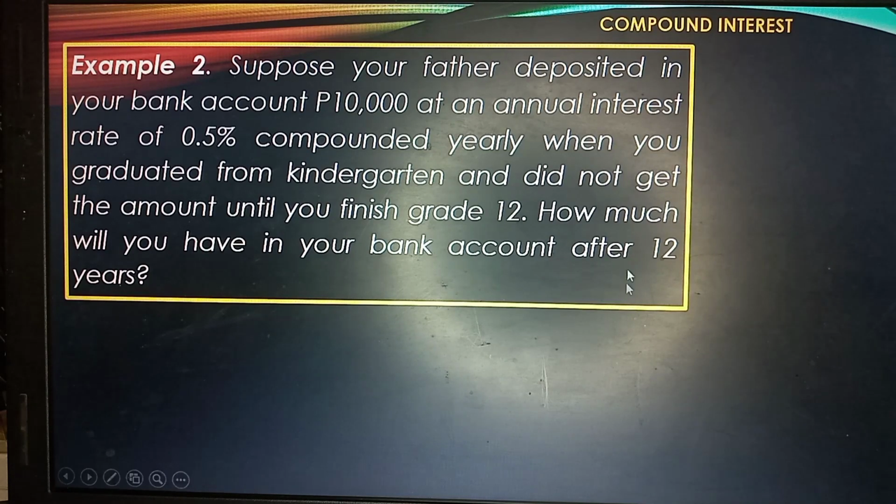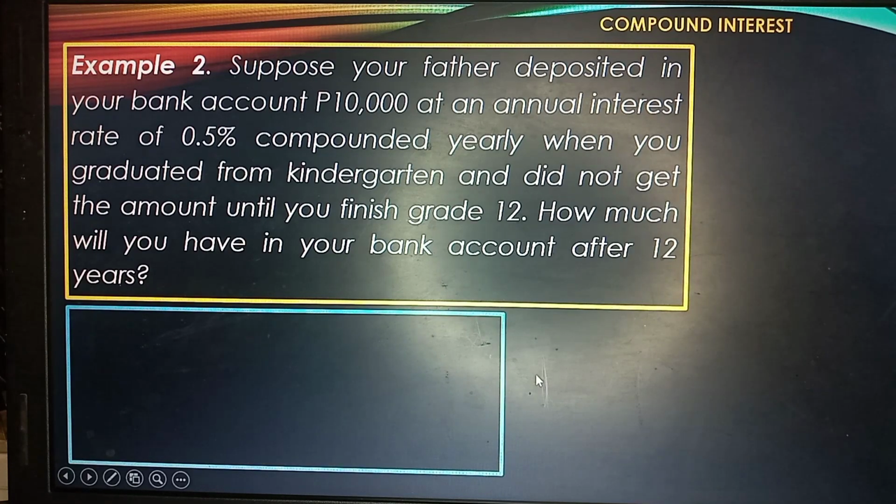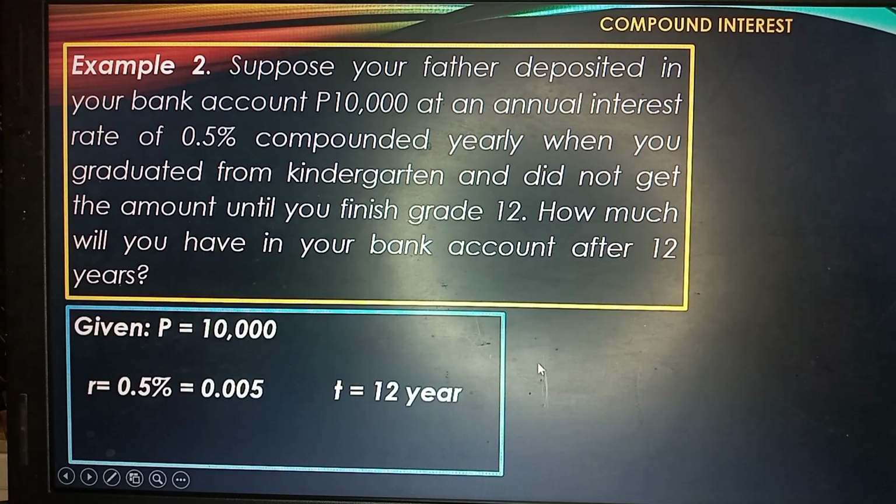So, kumbaga, ang imong papa din niya mag-deposit sa bangko para sa imuha 10,000 para sa imuhang pag-eskwela, gikan sa kindergarten, hangtod sa grade 12. Kaya ang 10,000 nga imutang sa bangko is only 0.5% compounded yearly. Pila daw ang maabot sa imong 10,000 after 12 years. Okay, so use the maturity value in compound interest. So what are the given? We have P 10,000, our R is 0.5%, and our T is 12 years. Okay, so ano ang hinahanap?